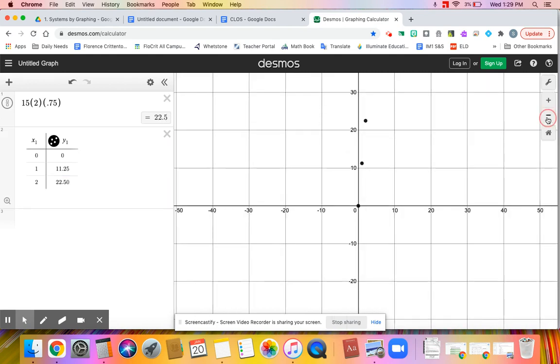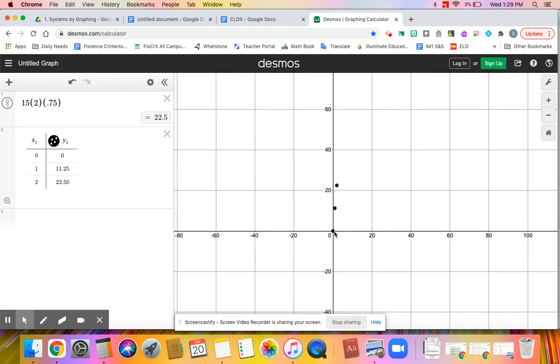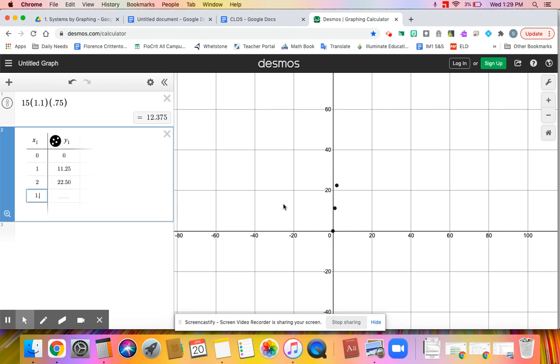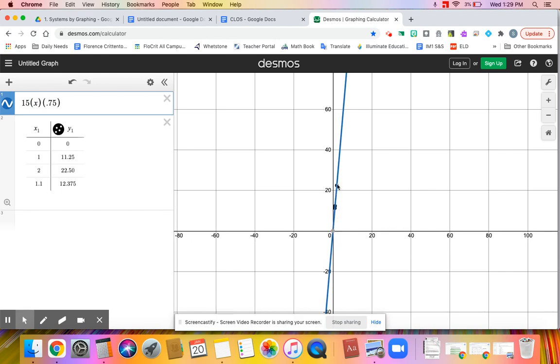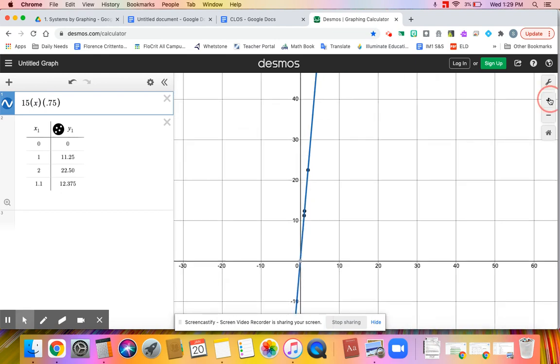If I zoom out, you can see these points that if I connected them with more decimals, like if I plugged in, instead of just 1 and 2, if I plugged in 1.1, 1.1 would be $12.37. And then there's a closer dot right here. And if I got a bunch of really close dots, it would almost look like a straight line, which is why when you replace this with an X, you see it's going to go through all those dots.